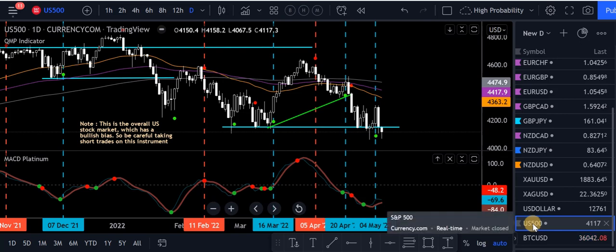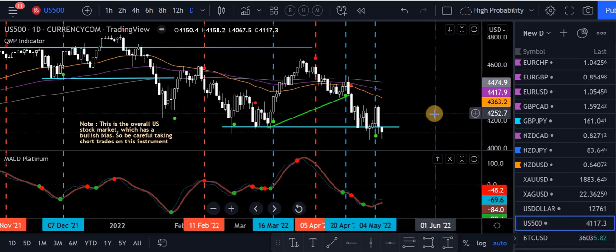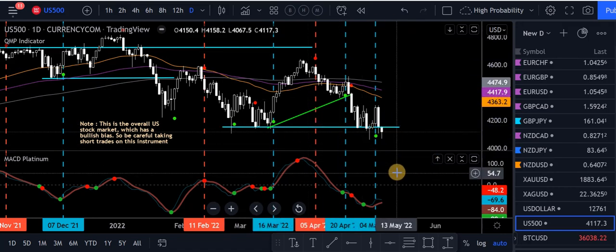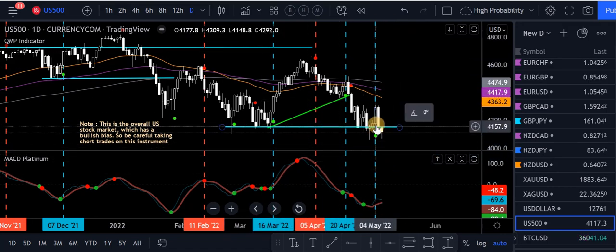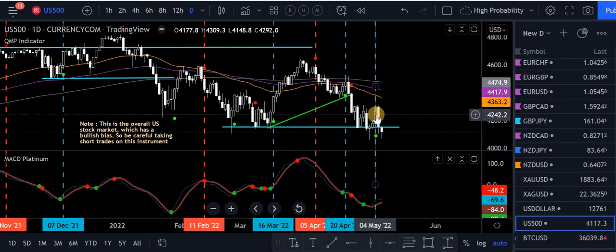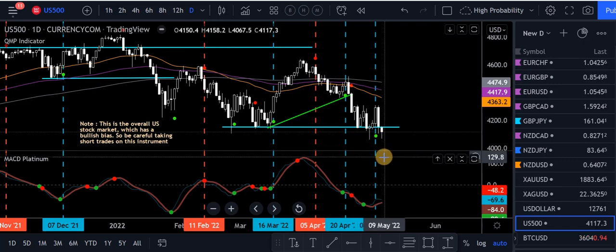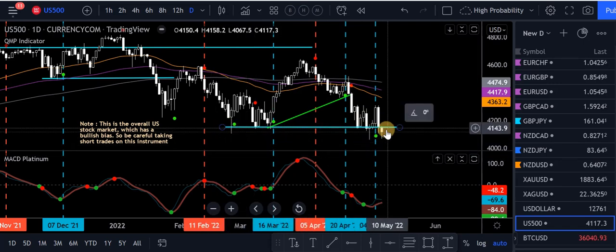US 500, US stock market. So this is just the big S&P, what do we call it? Is it the stock market? The New York Stock Exchange. Last signal was this buy here, and again, affected by the US dollar. Same sort of scenario. Big bullish candle, and then a big bearish candle. We're at the previous lows. We're going to break them.